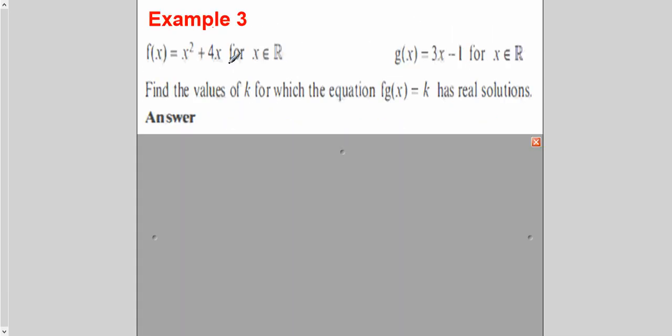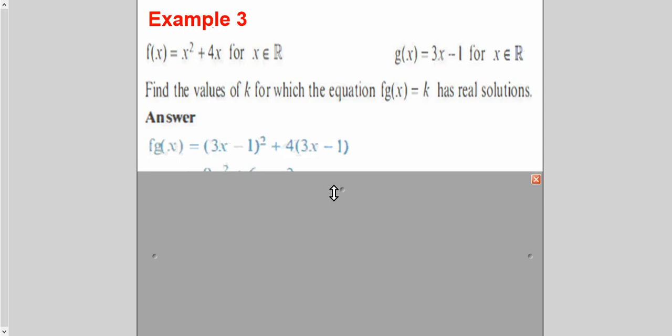Now the last example, x squared plus 4x. This function is given to you. This is function f, and function g is given to you here. You have to find the values of k for which this equation has real solutions. Now, it means you need to find the function f of g of x. You have no choice, right? So let's find out the function f of g of x.